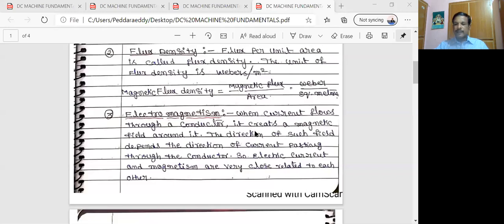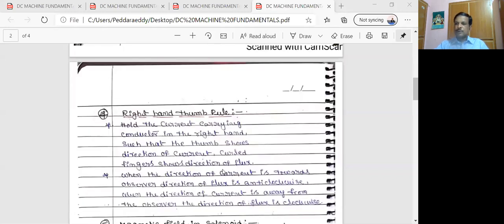Next, the right hand thumb rule. The right hand thumb rule says, assume this is a current carrying conductor. Hold the current carrying conductor in the right hand such that the thumb shows the direction of current. So the direction of current is in this way.